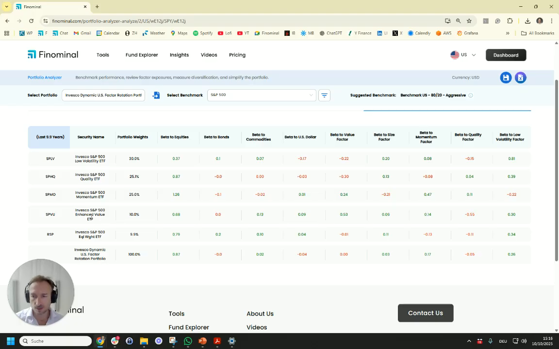So for example, we have the value ETF, which contributes positively in the sense that it has a positive beta to the value factor of 0.53. The problem is that the low volatility ETF has a negative beta, and the quality ETF has a negative beta. So effectively, you have zero exposure to the value factor despite having a value ETF in here. And you can see the same thing for the size factor, and the same thing for the quality factor, actually. So effectively, it means this portfolio is not well constructed.